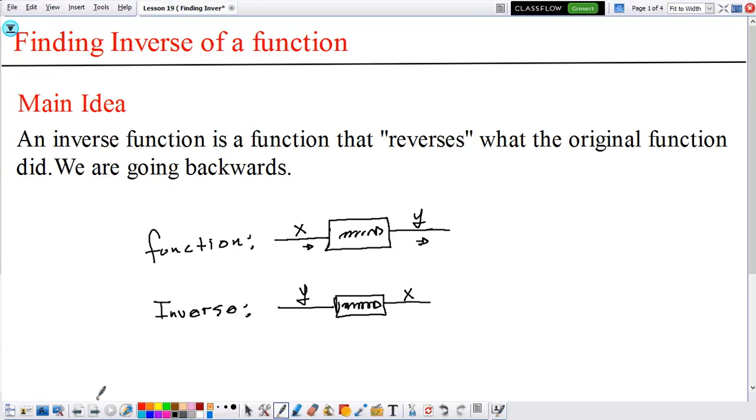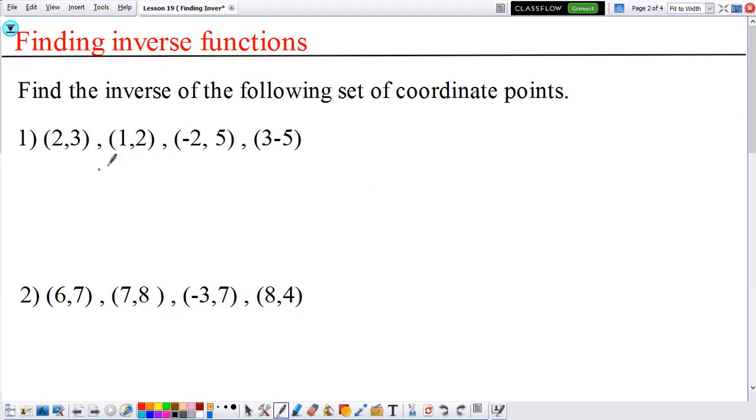Now let's look at the first example here. We're given some coordinate points. The first task is we need to find the inverse of the following set of coordinates. When you've been given coordinates and you want to find the inverse, all we're doing is just flipping the coordinates. So this is the original, which means that for the inverse, we're just going to flip them.